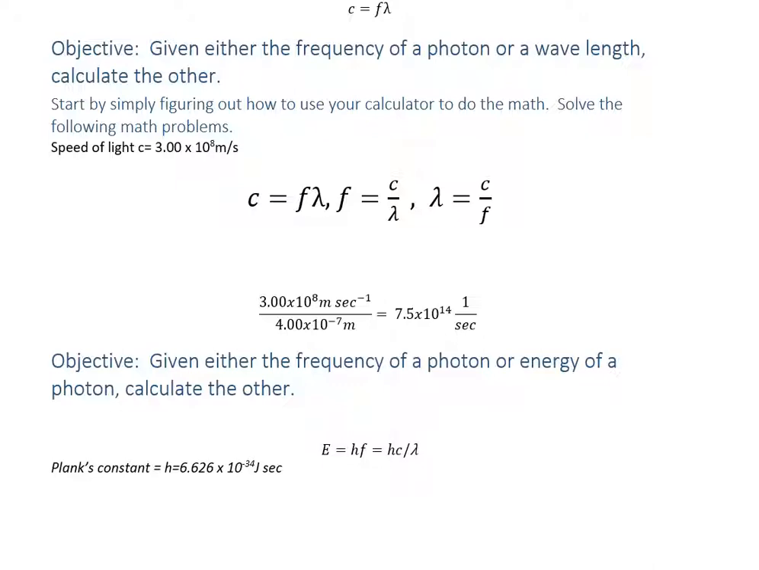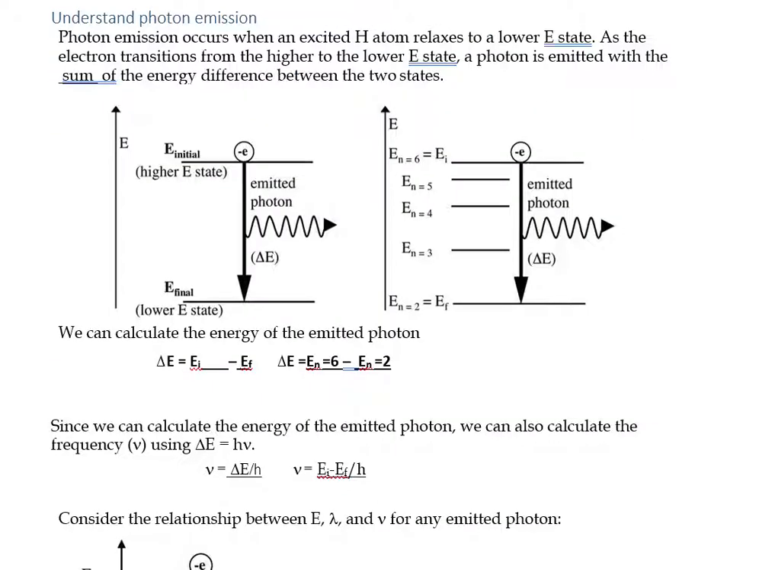Okay, so let's say a little bit about photon emission and understanding it. So photon emission occurs when you excite an electron, in this case of a hydrogen atom, it goes to a higher energy state and then it relaxes down to a lower energy state. And as it goes from that higher to lower energy state, it emits a photon of a certain energy, all right? And so that's what we're talking about here, about the energy that's emitted.